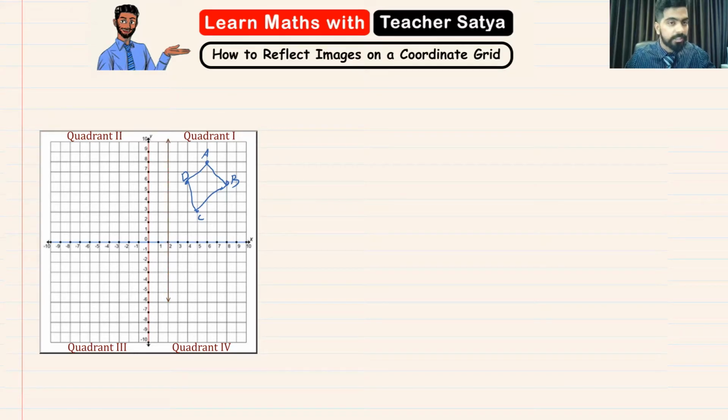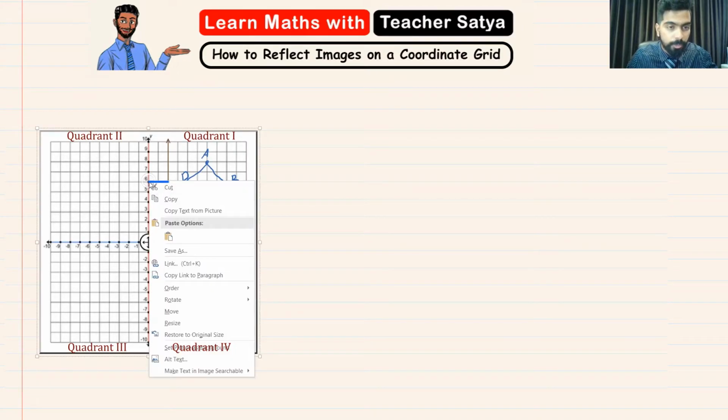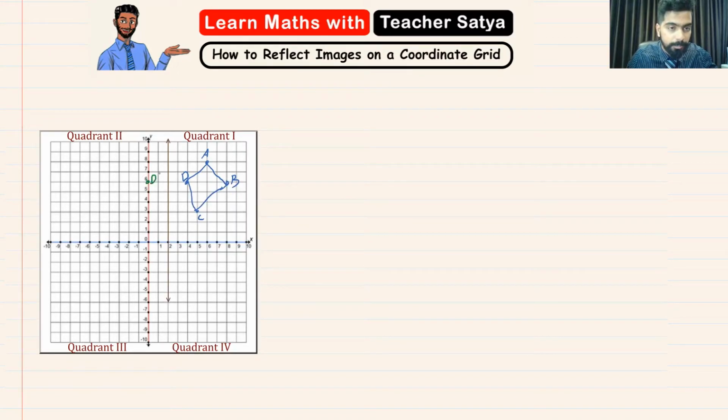Now reflection is very easy. Alright guys, so what we've got to do is, let's start with point D right here. Now since the reflection line is here, point D is 2 units to the right of the reflection line, so it will go 2 units to the left. So point D, or D prime, will be 2 units to the left.